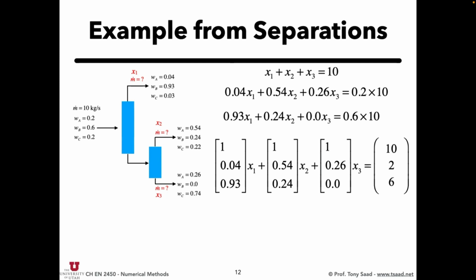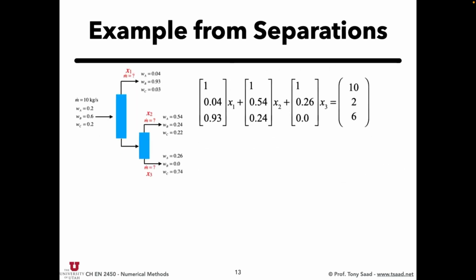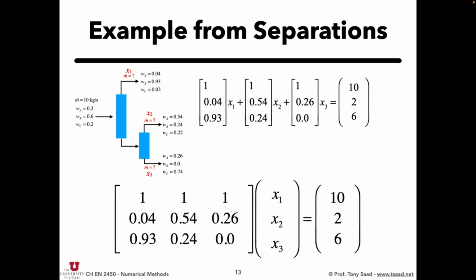I want to take this one more step. My objective is to get it into a cleaner form. These are just vectors multiplying the scalars x1, x2, x3. Now I want to combine x1, x2, x3 into a vector of their own. If I write x1, x2, x3 as a column vector, then these other vectors, 1, 0.04, 0.93, combine into a matrix.